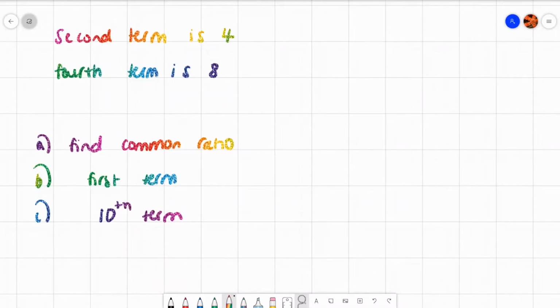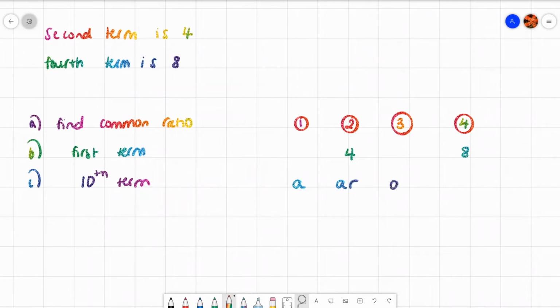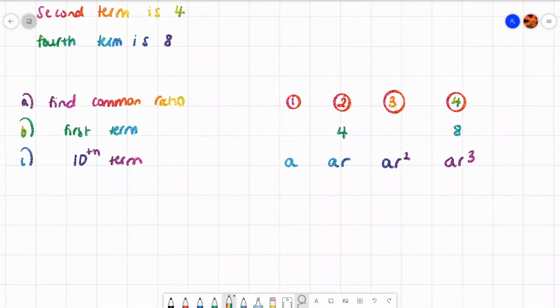Well, if you remember from the top there, I showed you what the formula looks like. So we've got the first term, the second term, the third term, and the fourth term, haven't we? My second term is 4, and my fourth term is 8. So I know that the first term is a, the second term is ar, the next term would be ar squared, and the next one would be ar cubed. Now, we know that to work out the ratio in a geometric sequence, you're either multiplying or dividing to get from one term to the other term.